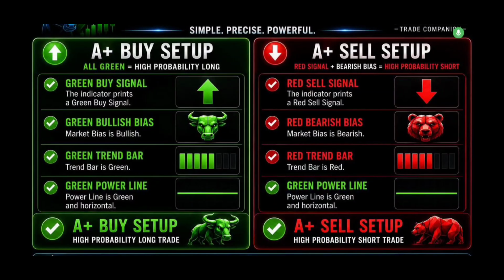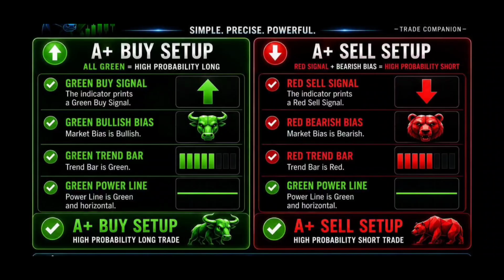Let's go. So this is what I mean by looking for A+ setups. I said it because I wanted you to see how it looks on the screen. It's in a couple of different places. But for an A+ buy setup, you want everything to be green. A high probability of the market going up, also known as going long. Green buy signal. So you'll see the green buy signal, which is the indicator that prints a green buy signal. So you want to see that.